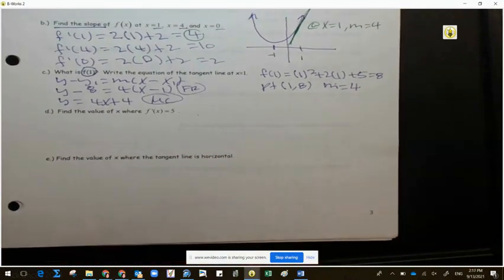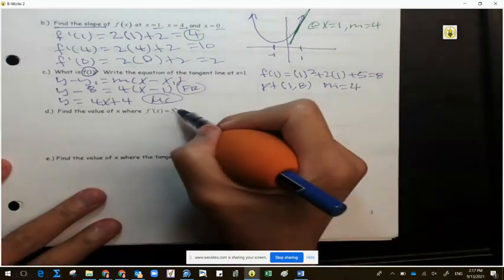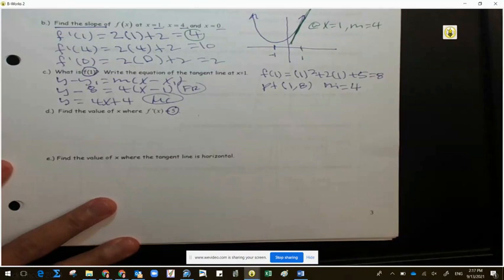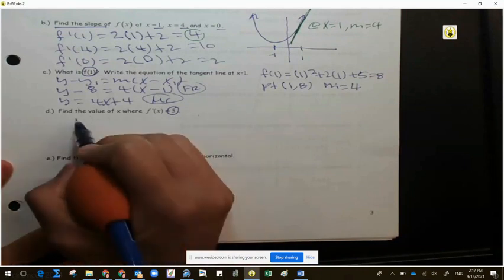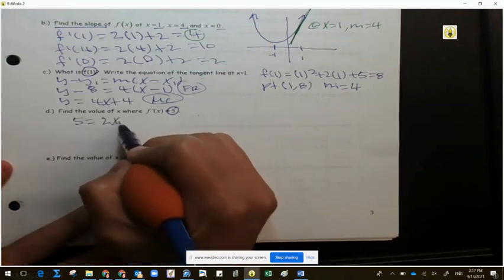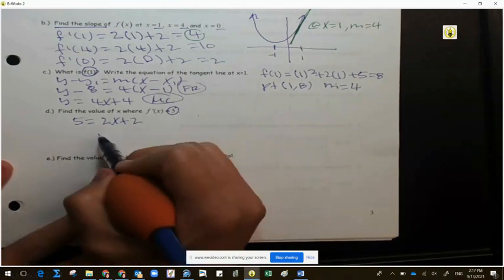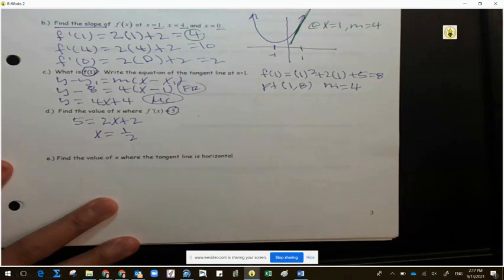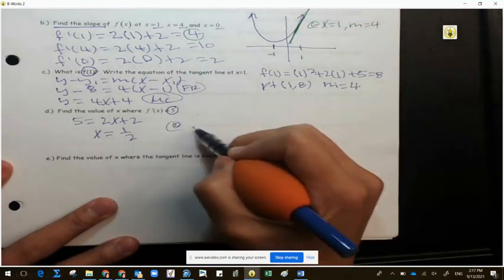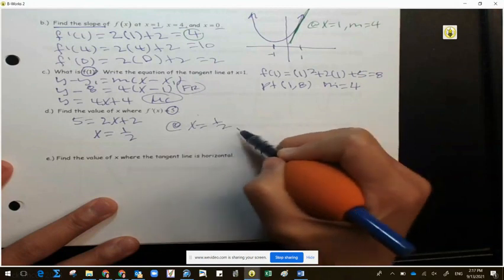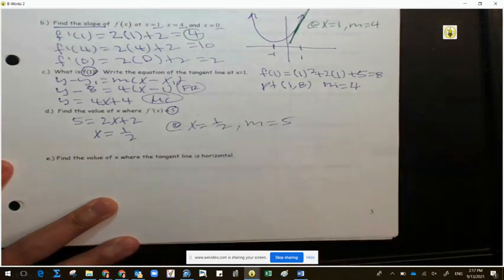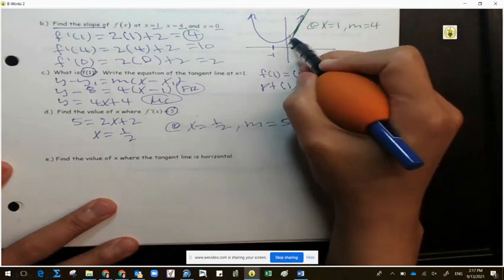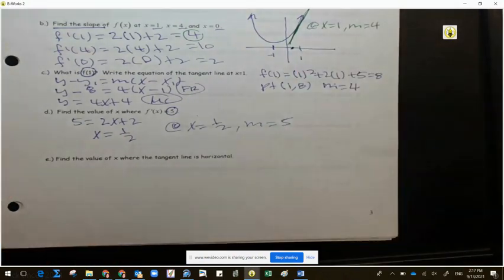All right, on part D, where am I plugging in the 5 from? To the original or the slope function? To the slope. So we have 5 is equal to 2x plus 2. And if you were to go all the way, x equals 1/2. And our sentence for this is, at x equals 1/2, our slope is 5. And again, 1/2 is about here, the slope is still pretty steep.